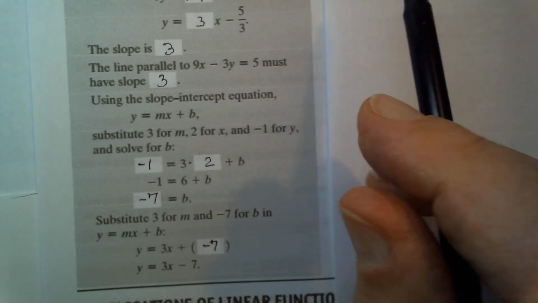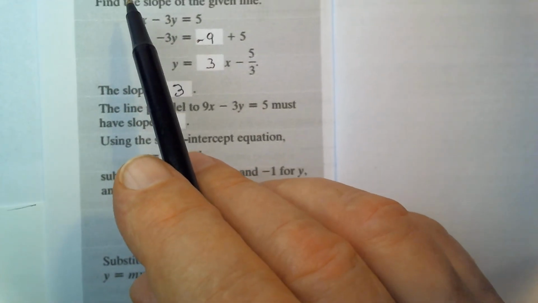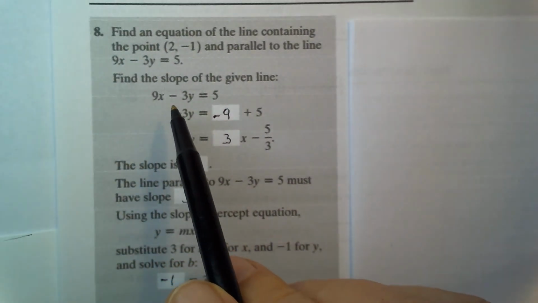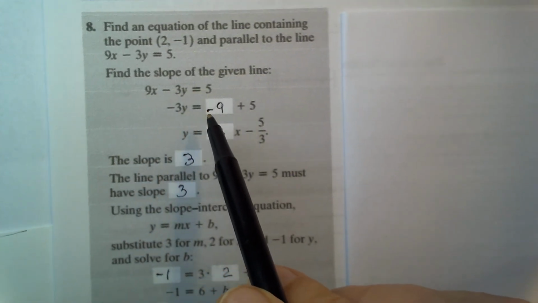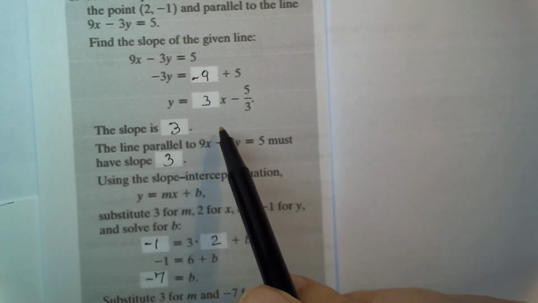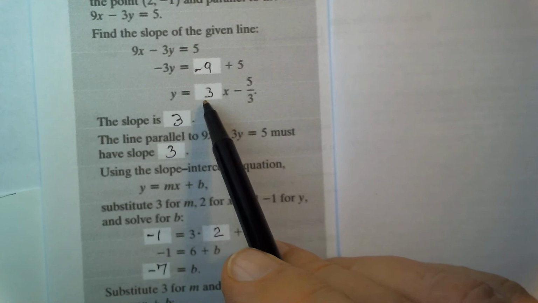So let me go over it again. We have a line to begin with. It's 9x minus 3y equals 5. The first step is to determine what the slope is. So we write this in slope-intercept form, and we find that y equals 3x minus 5/3. So we know the slope is equal to 3.